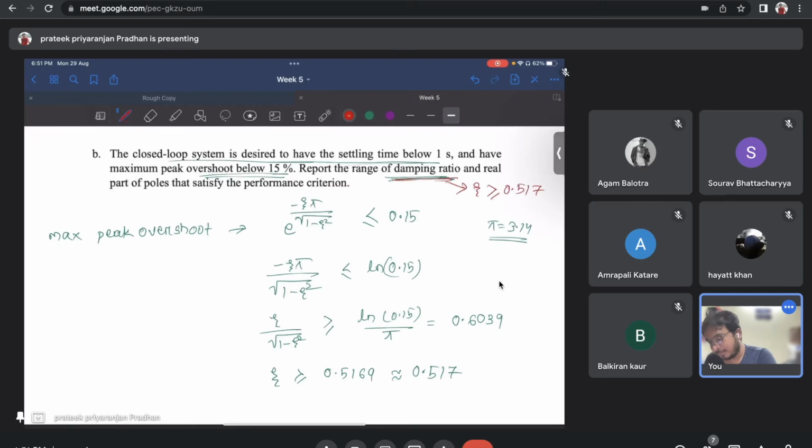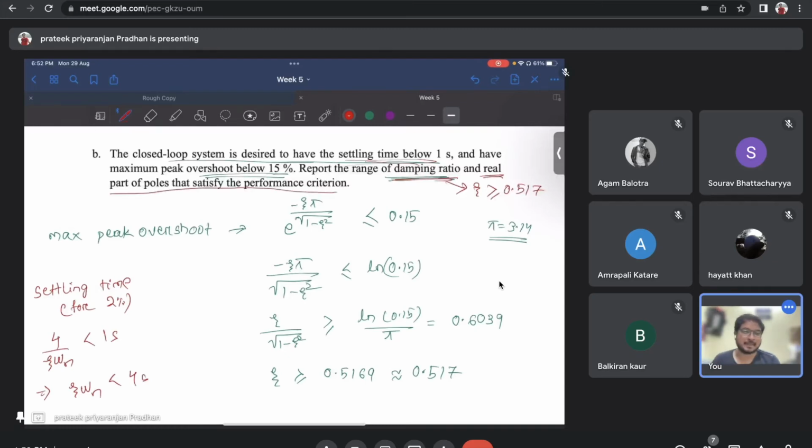And remember the formula for settling time. Very simple, easiest formula for the 2% margin: 4 by zeta omega n, or 4 tau. That will be less than or equal to 1 second. That means zeta omega n will be greater than or equal to 4. So what is the question? The real part of the pole that satisfies the performance criteria.